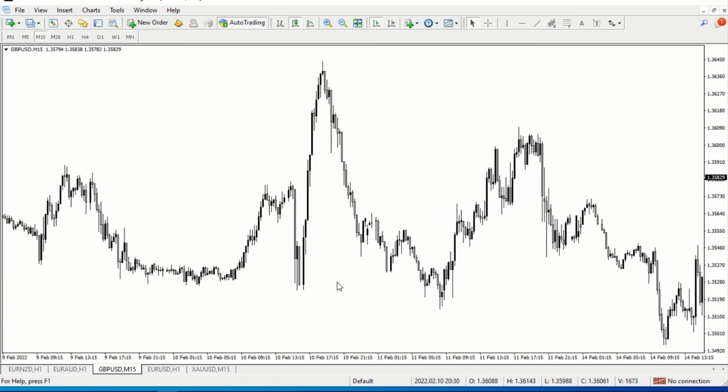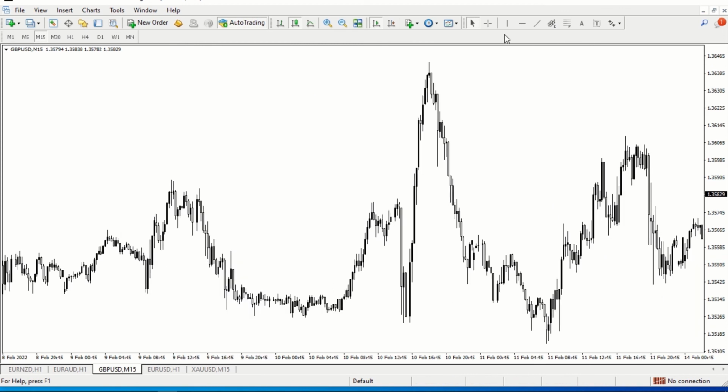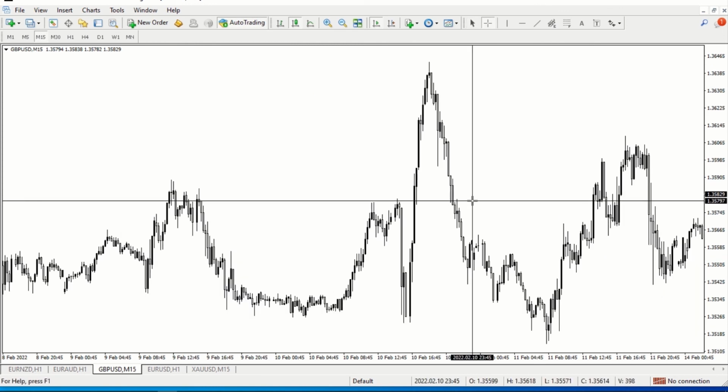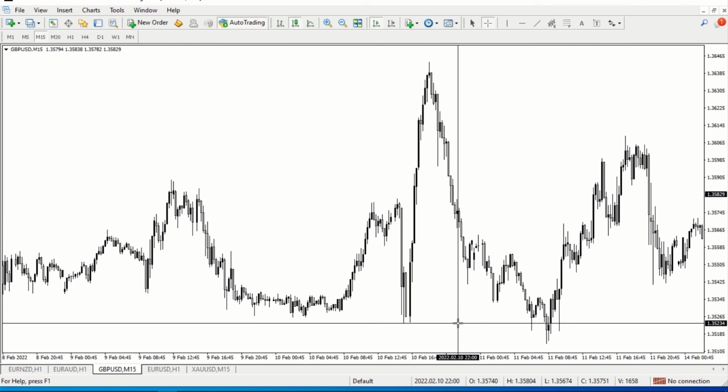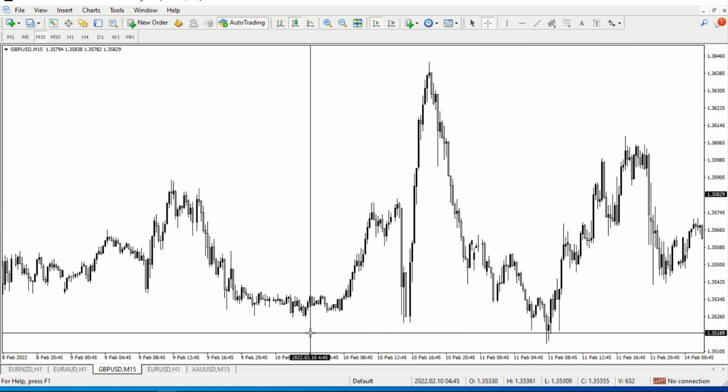Once again, on this 15-minute time frame, a typical case study is here. This one, though the lows were not at the same level, is a typical example of a demand level.